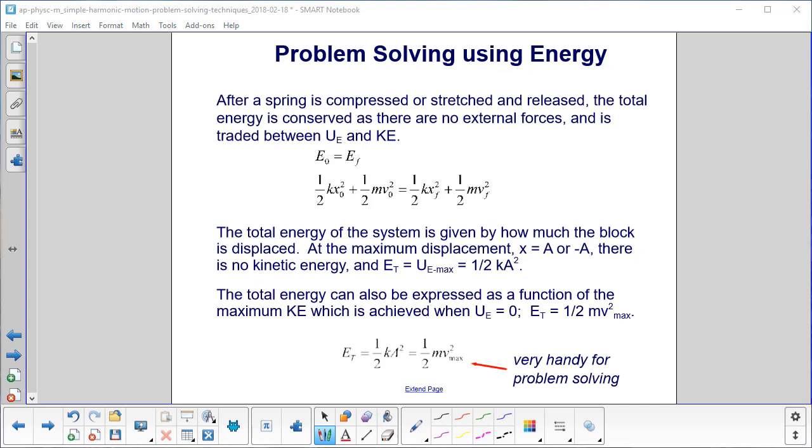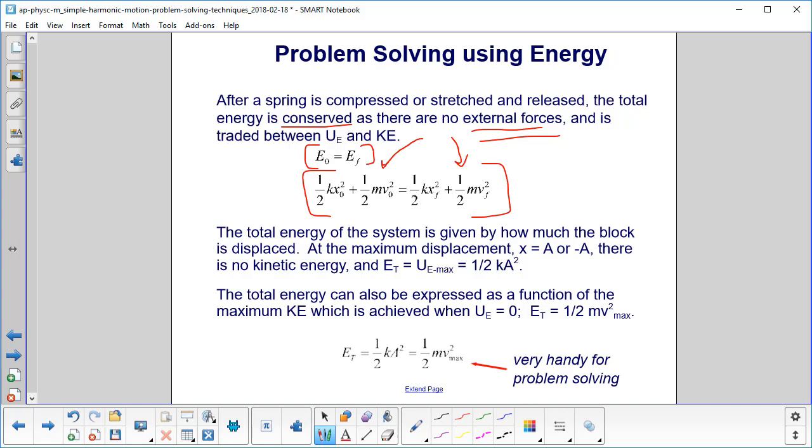After a spring is compressed or stretched and released, the total energy is conserved. There are no external forces then, and the energy is traded between potential energy and kinetic energy. So here's conservation of energy, and here are the two types of energy that we're dealing with in a spring. We have the potential energy, 1/2 kx squared, and the kinetic energy of the spring's motion, 1/2 mv squared. And you can see the subscripts. We got the initial position and then the final position.